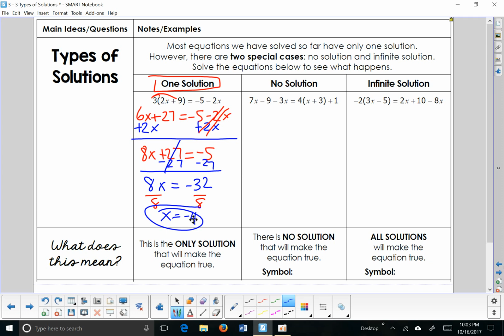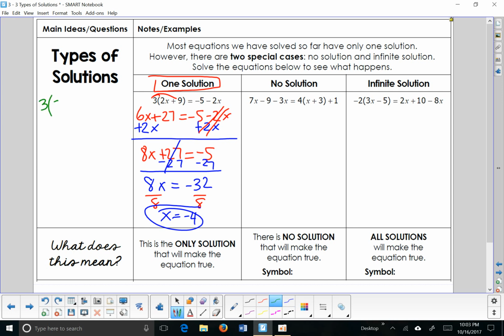This one number is the only number that I can plug in for that letter x that would make both sides of this equation true, right? Where the left side is equal to the right side. So you can certainly do a check step here by plugging that negative 4 into the letter x. And if you're not sure what I mean by that, let me show you how you start a check step.